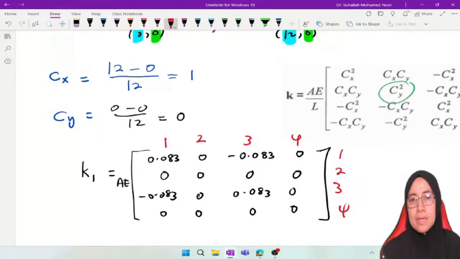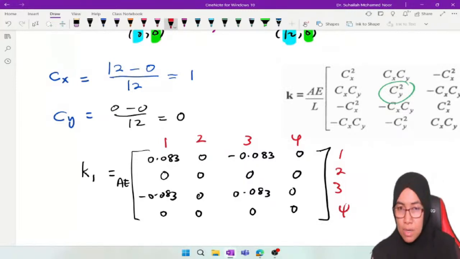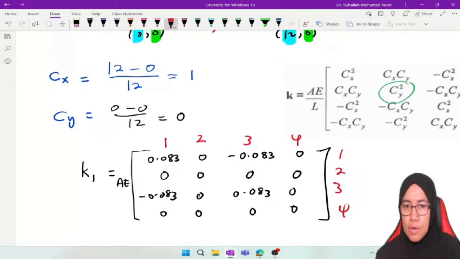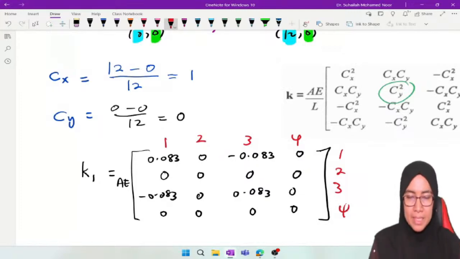For element 1, it is very simple. The theory, of course, I explained quite detailed, because the theoretical part is very important. However, for the solution, it is quite straightforward, just like this. Okay, next.